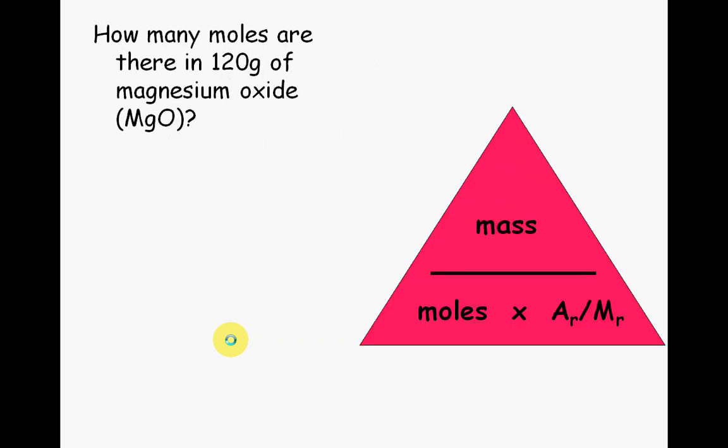Okay, let's have a look at this one. How many moles are there in 120 grams of magnesium oxide? So now we've got a compound. You do the same thing. You cover up what you're trying to find out, the moles. So our calculation is mass divided by Mr. Now the M just means molecule, because we've got a molecule here, really, and the A just stands for atomic.